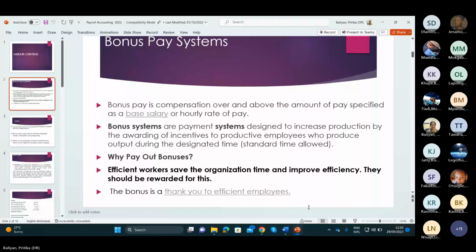The bonus systems are payment systems designed to increase production by awarding incentives to productive employees whose output during the designated time, or the time allowed to them, exceeds the expectation.